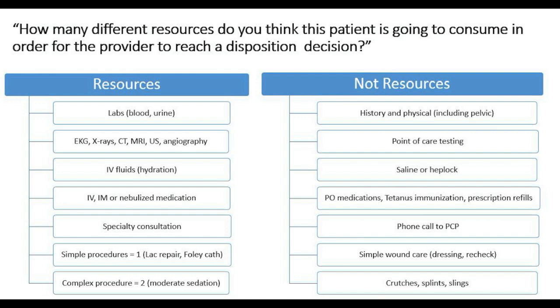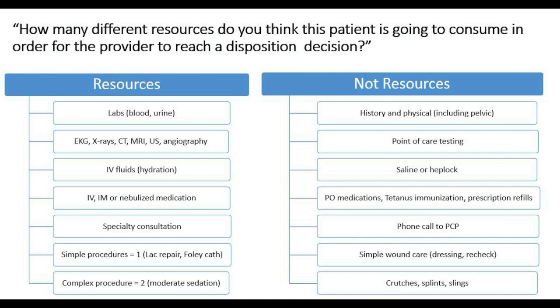If the patient needs a specialty consult, such as neurology to see them or a cardiovascular consult, that is a resource. If the patient will need a simple procedure such as a lac repair or Foley cath, that is considered 1 resource. So if the patient comes in with a urinary obstruction and you're going to put in an IV for fluids and a Foley catheter, that will constitute an ESI 3 because it's 2 resources. So 2 or more is considered a category 3.